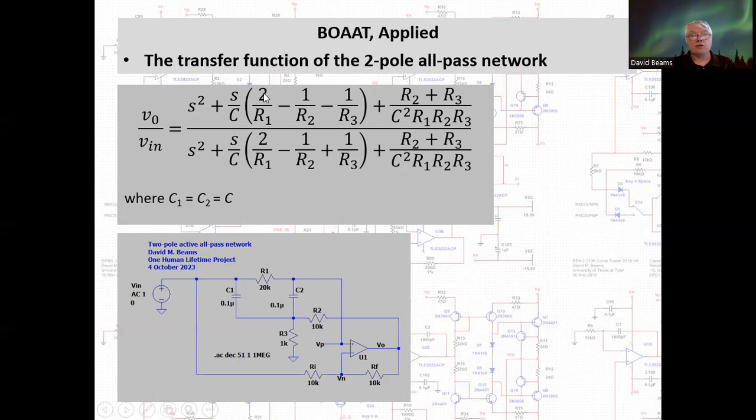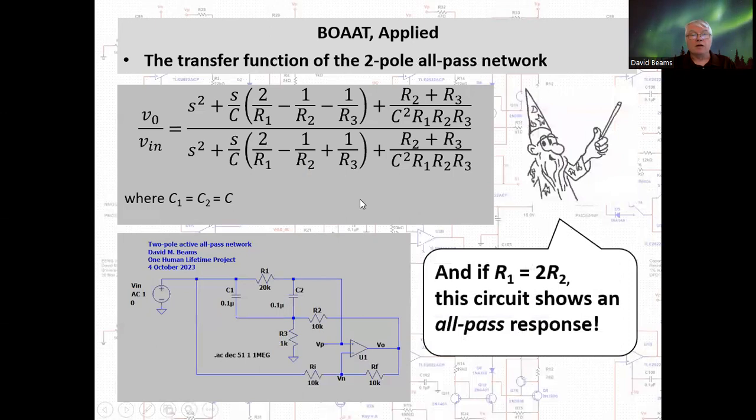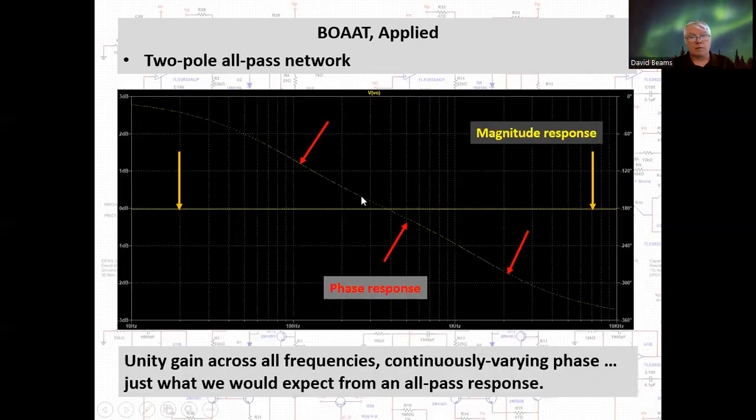If the resistor ratio is 2:1 and the two capacitors are the same, then the circuit shows an all-pass response. And here is a simulation of that circuit. Here is the magnitude response. Here is the phase response. Phase response starts at low frequencies, approaches 0 degrees, and asymptotically approaches -360 degrees at high frequency. Unity gain across all frequencies, continually varying phase, just what we'd expect from an all-pass response.